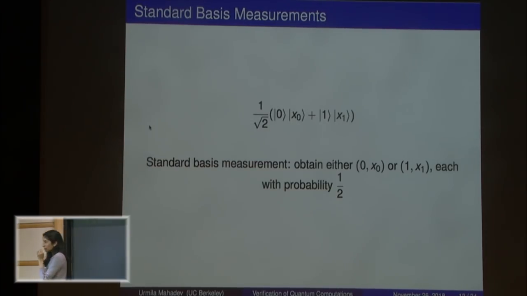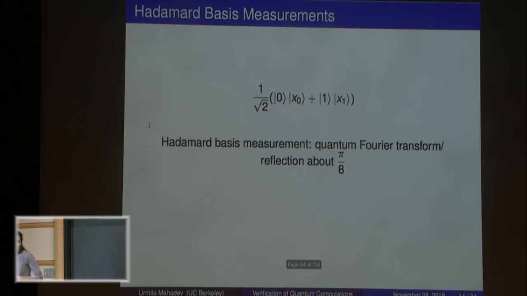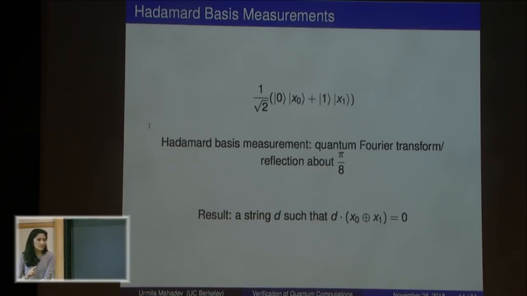Okay, so the point at which the quantum computer can do something different is if he measures this state in the Hadamard basis. A Hadamard basis measurement is just a different type of measurement, and what it corresponds to is the quantum Fourier transform, or a reflection by pi by 8. You don't have to understand the technical details of this, but the point is that if the quantum prover measures this superposition in the Hadamard basis, then he'll obtain a string d, which satisfies this equation. The string d will be drawn uniformly at random, and it'll satisfy this equation. So x0 XOR x1 is the bitwise XOR of the two pre-images, and d dot (x0 XOR x1) is just the inner product mod 2. They're all n-bit strings. Yeah. Well, the output is just 1 bit because it's inner product mod 2.